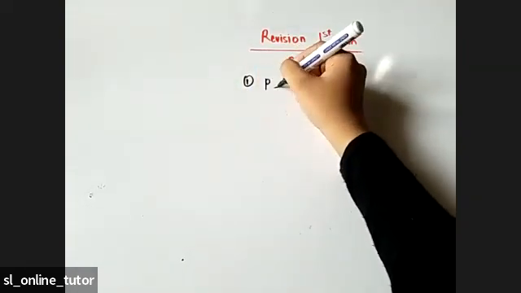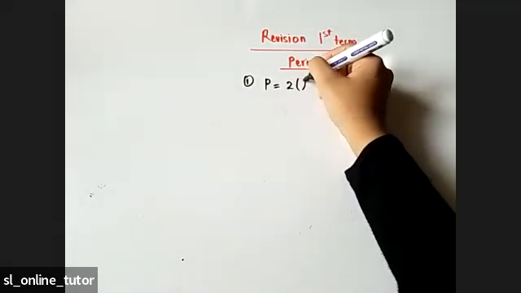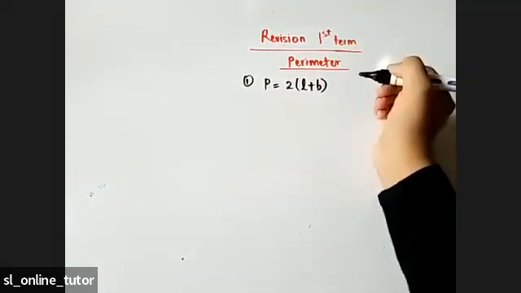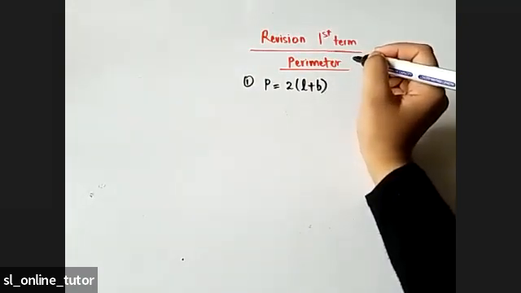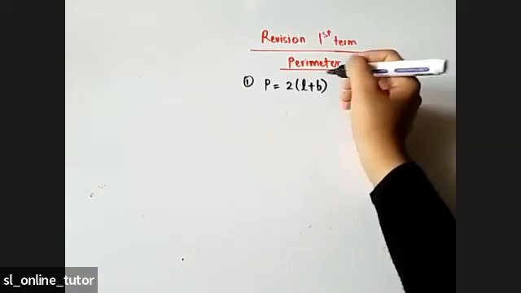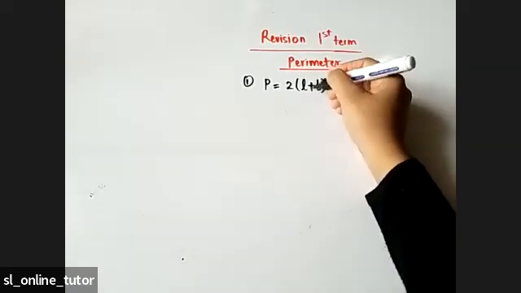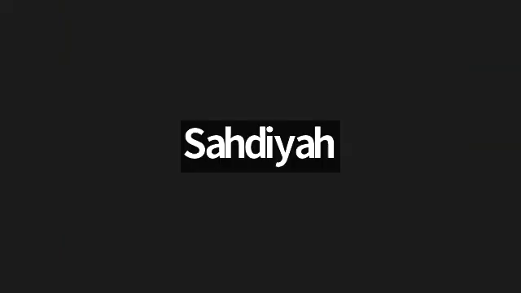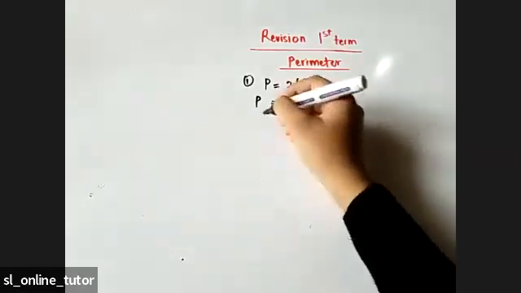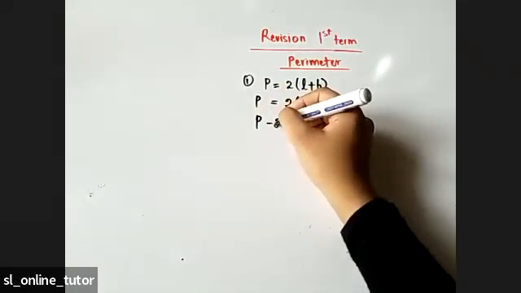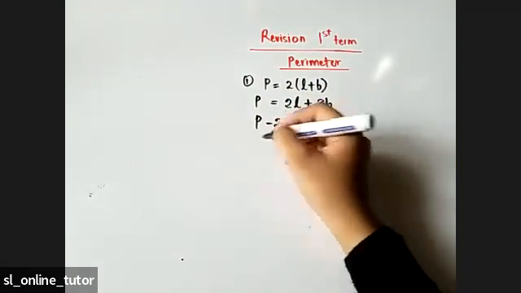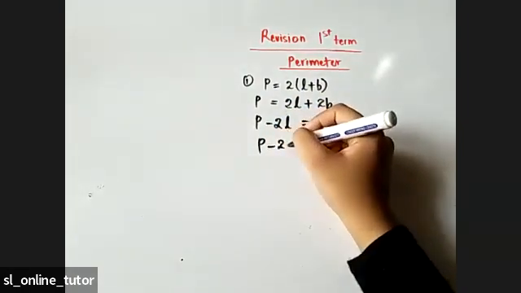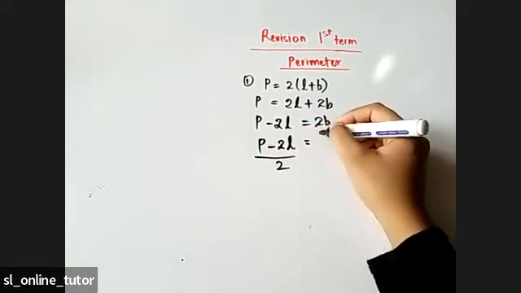Now, perimeter of a rectangle means you are adding all the sides, 2 lengths and the 2 breadths. Now, if I consider the rectangle's length as L, how to find the breadth? You have to make B the subject. So P equals 2L plus 2B. Then I can subtract 2L, so P minus 2L is equal to 2B. So if you're finding the breadth, you have to take P minus 2L upon 2 equal B.